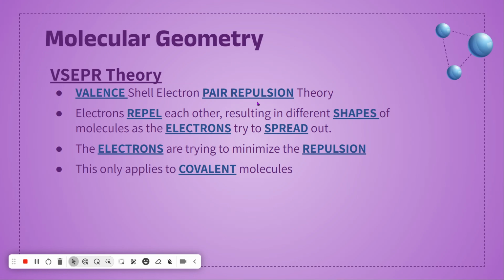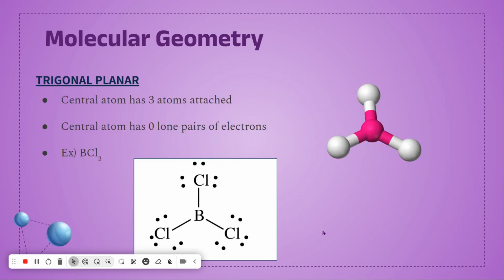Okay, and the shape of molecules is determined based on this theory. And this only applies to covalent compounds. When we get to ionic compounds in the next unit, we'll have a different way of looking at those. All right, so I'm going to walk you through the different shapes. Okay, and you will have a table on tests and quizzes that you can refer to. But basically, there are 5 shapes that you need to be familiar with.